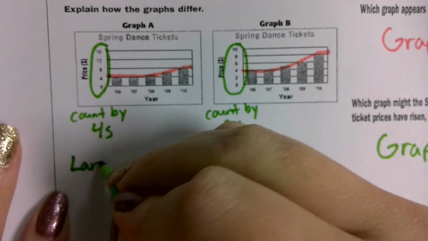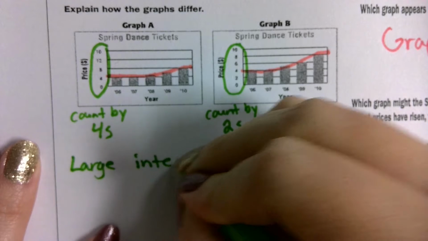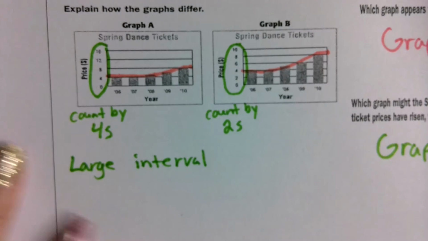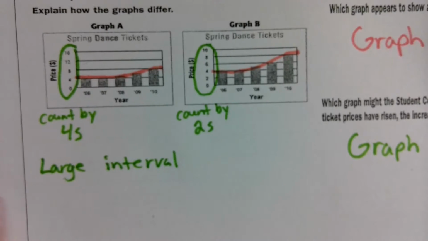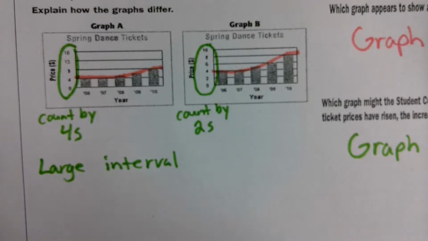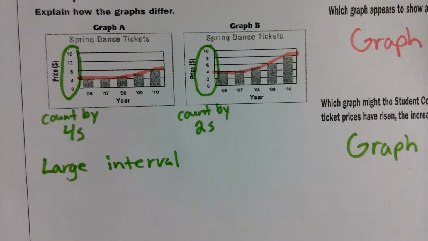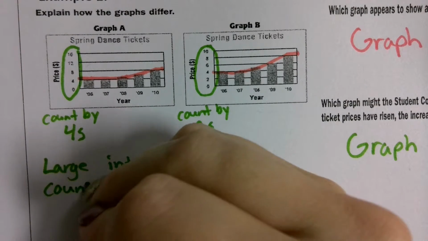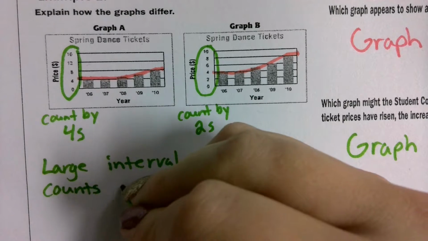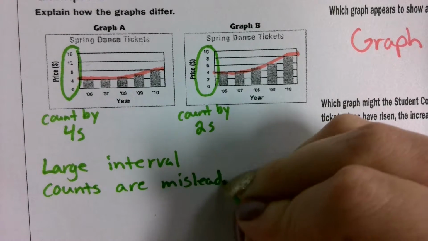The larger the interval count, the more misleading the graph can become. Because even if I want to say, hey, in student council, we note that there's really not that much of a change, in reality, to go from year 2006 to 2010, the price doubled. Doubling the cost is a pretty big deal. Okay, so large interval counts can be misleading. Go ahead and write that down. Large interval counts are misleading.